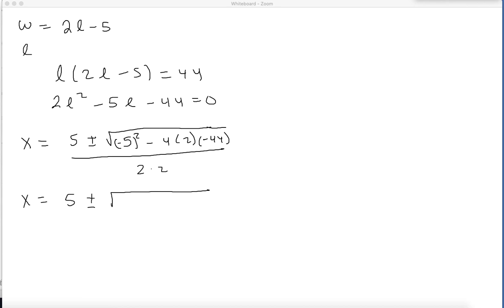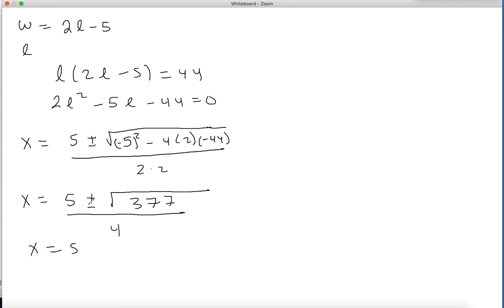So 25, and then that's going to be plus 8 times 44. That gives me 377 under there, over 4. So the square root of 377 is 19.416. So let's go x equals 5. We're not going to need that minus because it's not going to be a negative value.